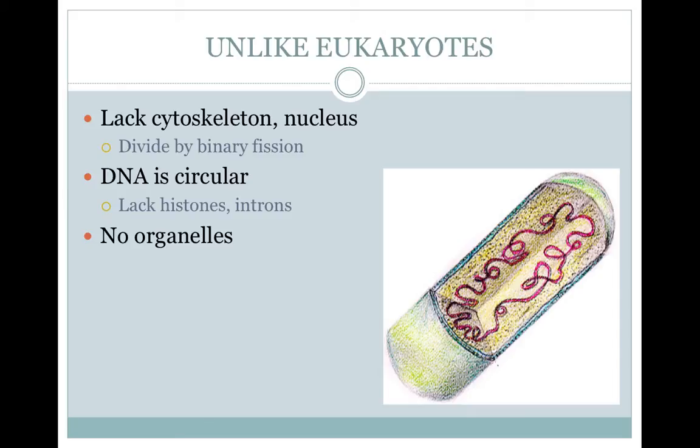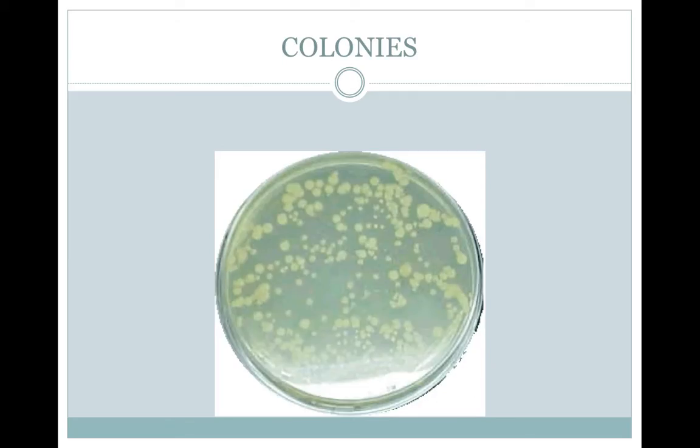Second, DNA is usually circular and not divided into chromosomes. Bacteria DNA also lacks histones and introns. And third, there are no organelles except for ribosomes. Although prokaryotes are single-cell, they often like to form colonies.